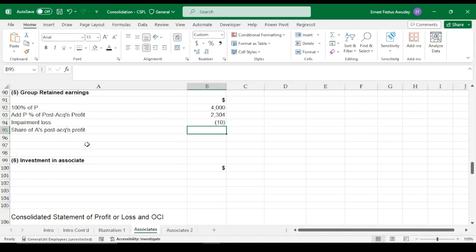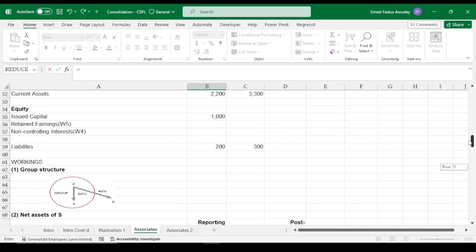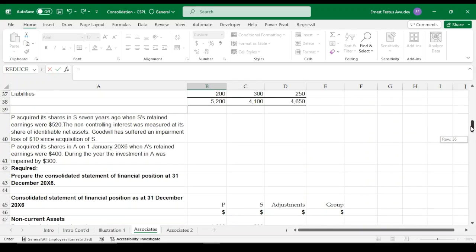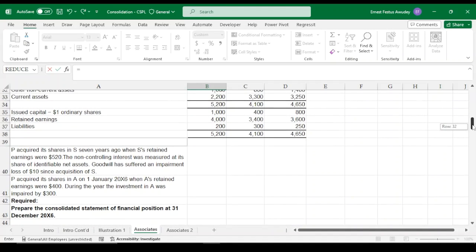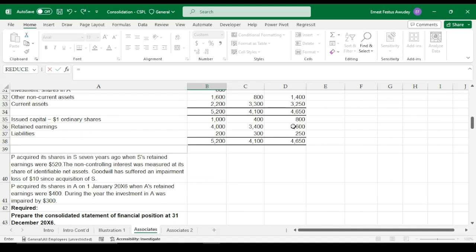So I'll come here and then I'll have the share of A's post acquisition profit. What is the post acquisition profit in the first place? Let's go to our question. Now we know that the retained earnings of the associate as at the time it was acquired was 400. So that is the pre-acquisition profit. Now, what is the post-acquisition profit? That is 3,600, which we have in the separate financial statement here.